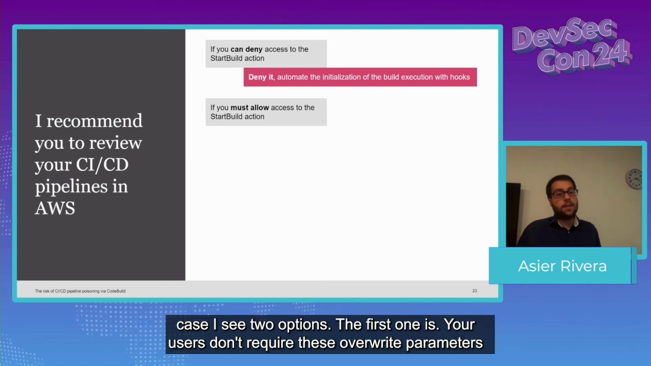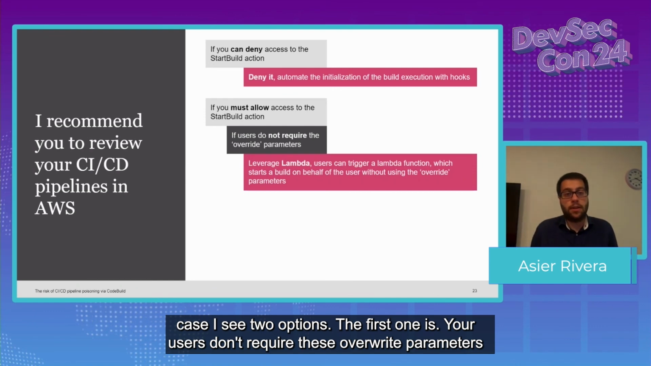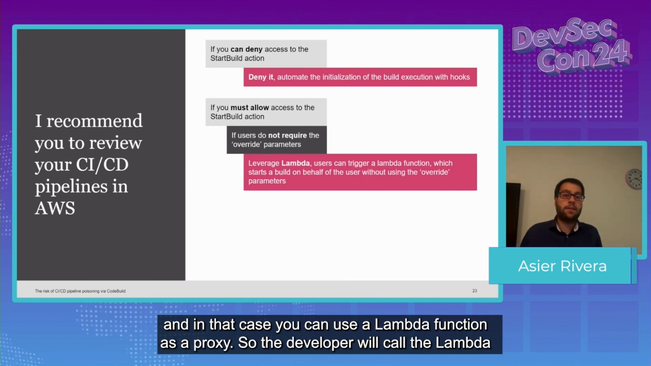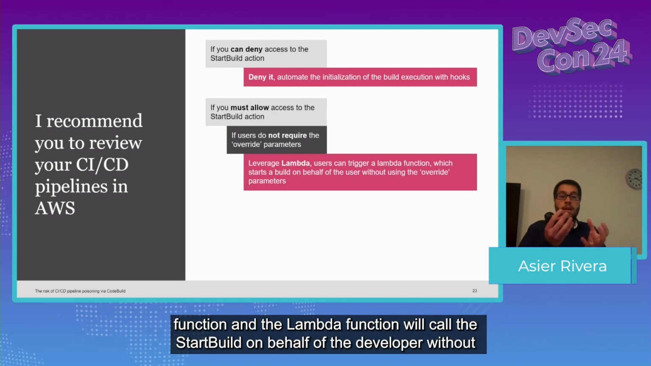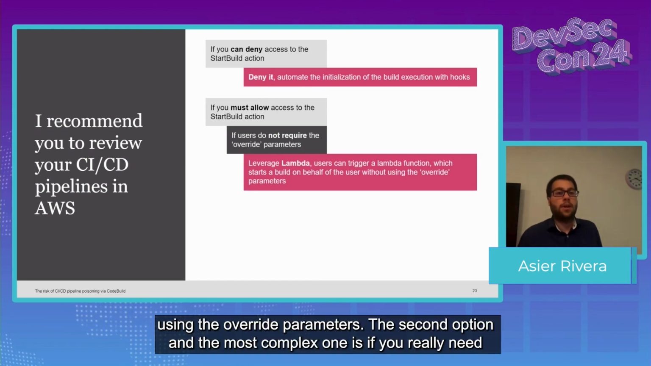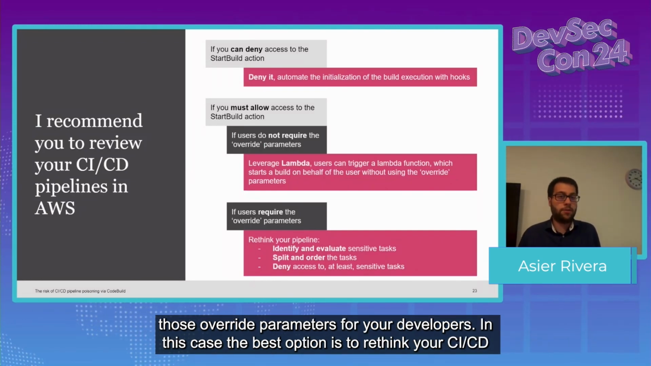And if that is the case, I see two options. The first one is if your users don't require these override parameters. And in that case, you can use a Lambda function as a proxy. So the developer will call the Lambda function, and the Lambda function will call StartBuild on behalf of the developer without using the override parameters.